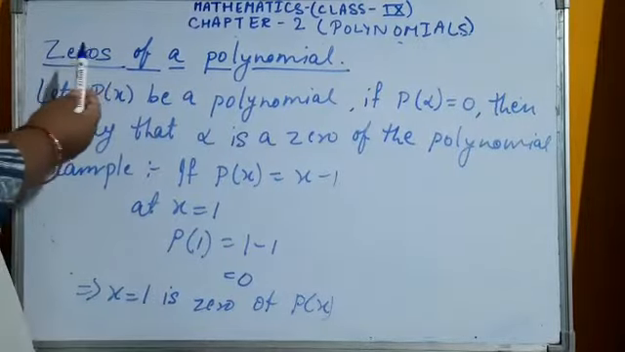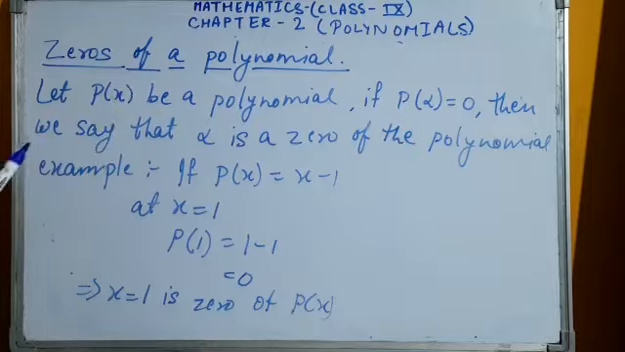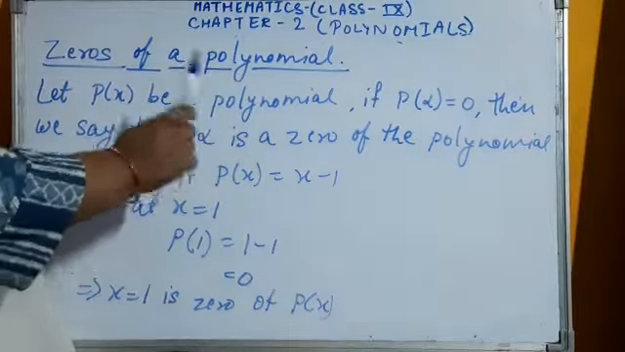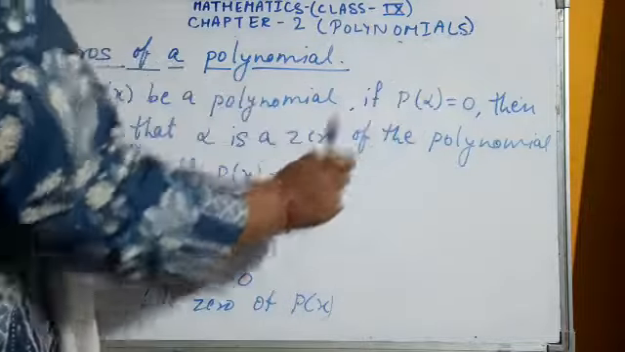Now students, we will see zeros of a polynomial. Let p(x) be a polynomial and we are getting such value of x, so that we are putting p of alpha.